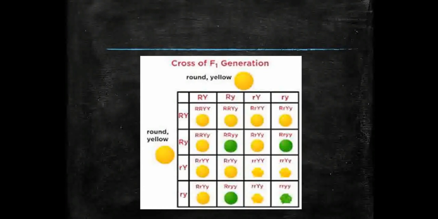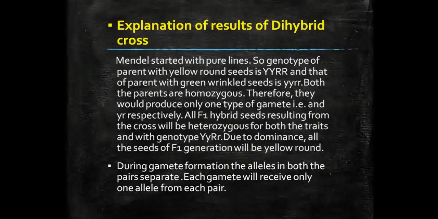So let's see what the ratio is and how we can calculate it. Here are some important points of explanation of results of a dihybrid cross. Now, Mendel started with pure lines. This we know very well. He started with the pure lines. So the genotype of the parent with yellow round seeds is capital Y, capital Y, capital R, capital R, and that of the parent with green wrinkled seeds is small y, small y, small r, small r.